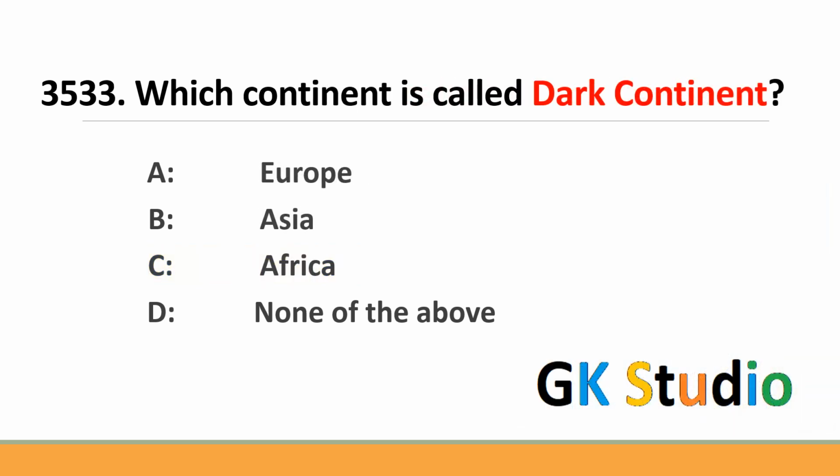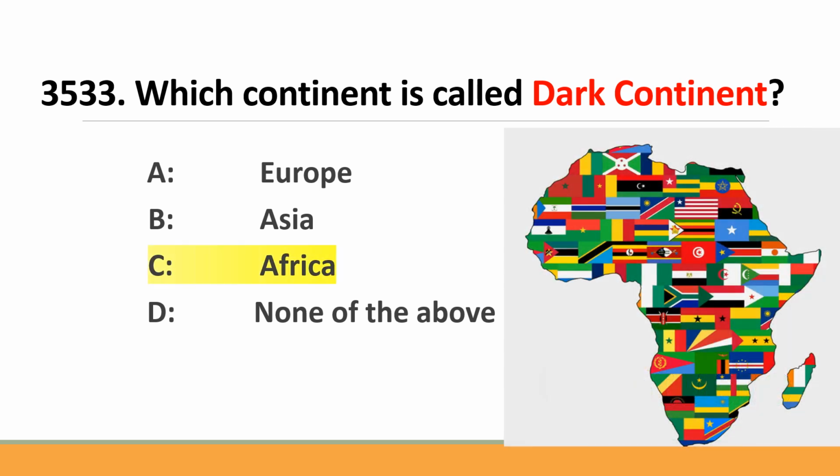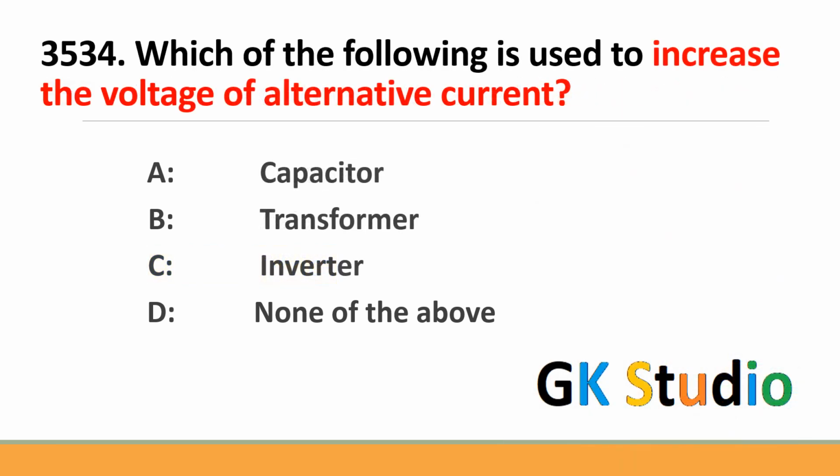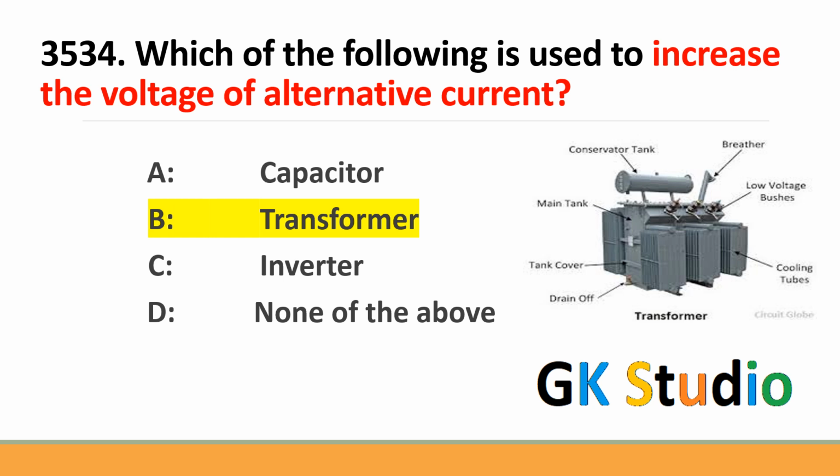Which continent is called the Dark Continent? Africa is called the Dark Continent. Which of the following is used to increase the voltage of alternating current? A transformer is used to increase the voltage of alternating currents.